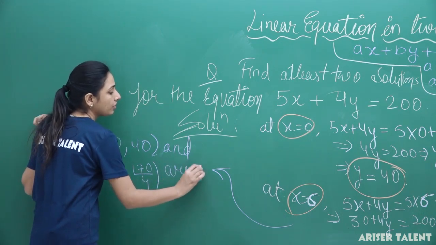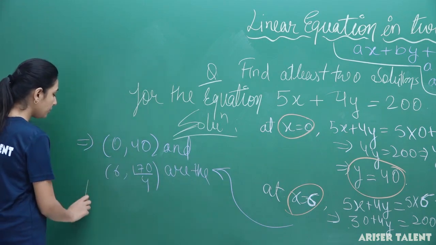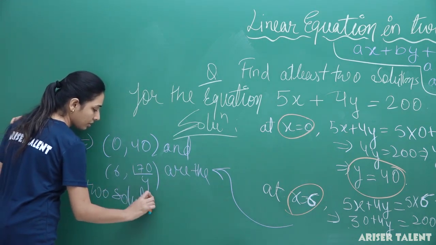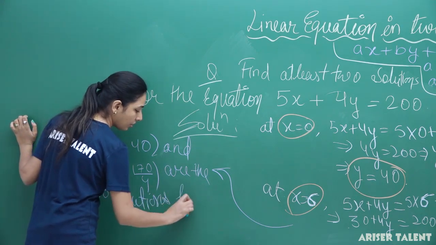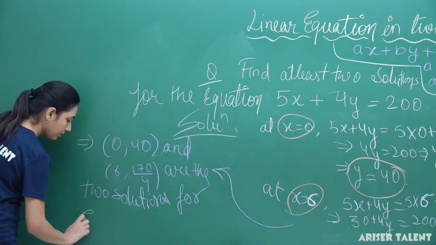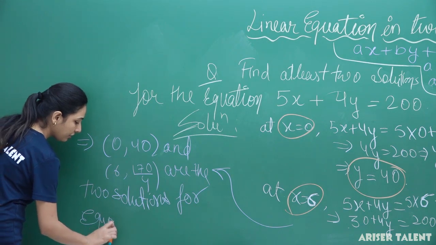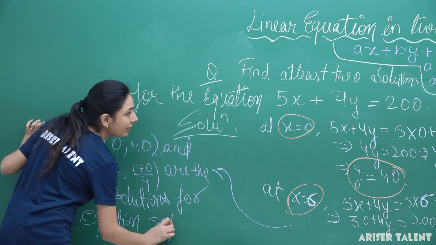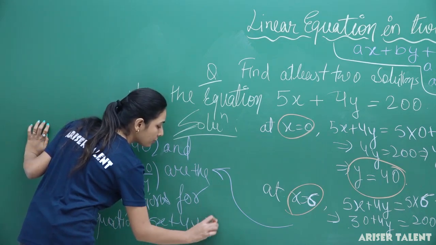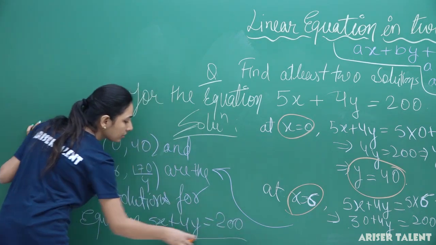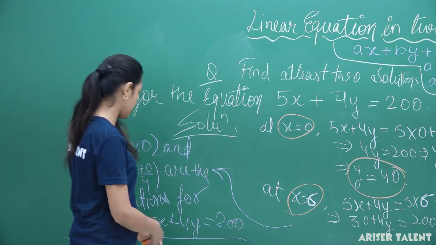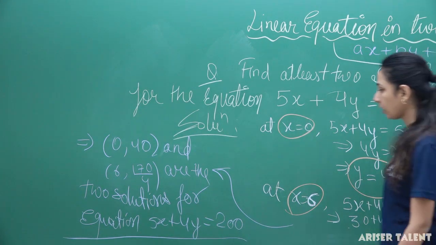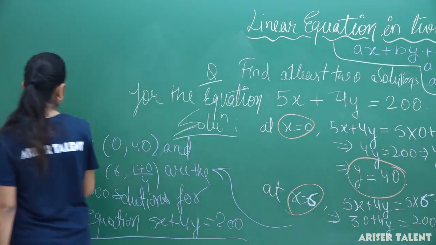are the two solutions for the equation. Which equation, students? 5x plus 4y equals 200. Okay, so this is your answer. Note this. Understood? Okay.